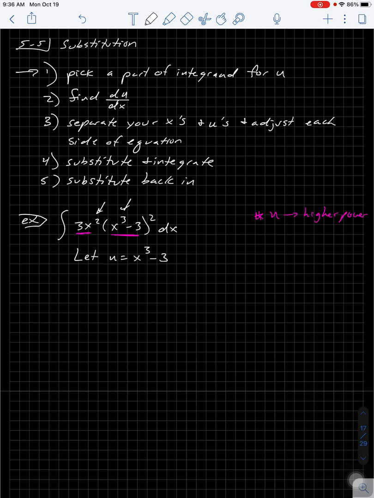And then the second thing is you're going to take the derivative. You're going to find du dx. So du dx is going to be 3x squared minus 0. Okay, that's our derivative. Now, I want you to remember this notation. This is why I made such a big deal about this notation before. This notation is a rate of change.